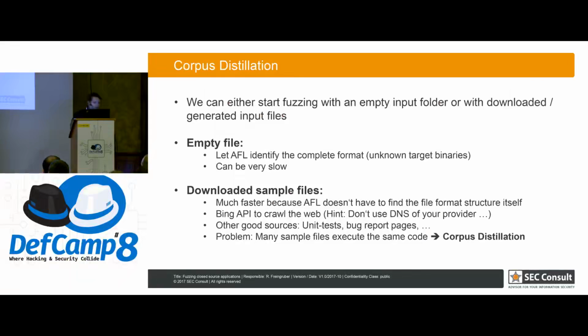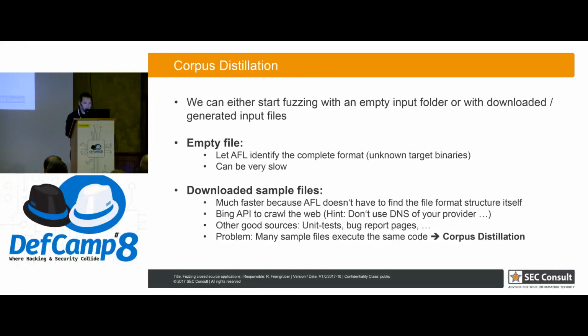As already mentioned, AFL can learn the file format itself. So one possibility is that we just start fuzzing with a completely empty file, and then AFL finds the complete file format. But the problem with this approach is that it's very, very slow. So a better approach is to download as many input files as possible beforehand.